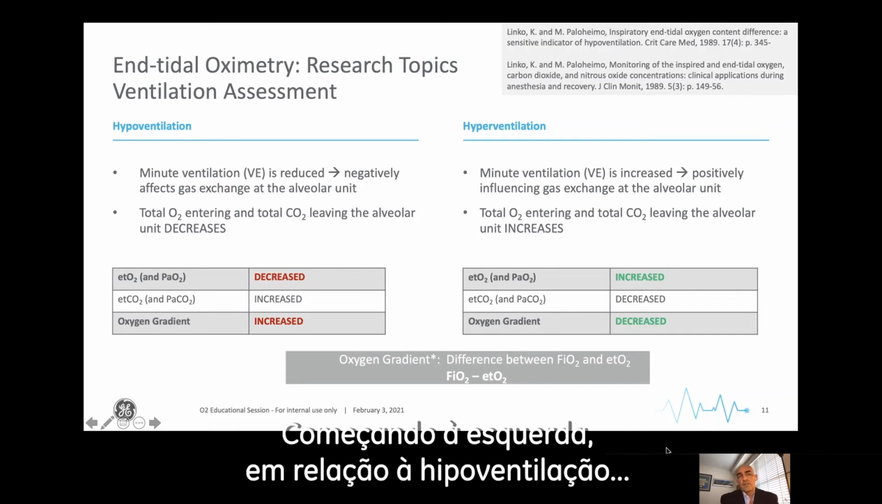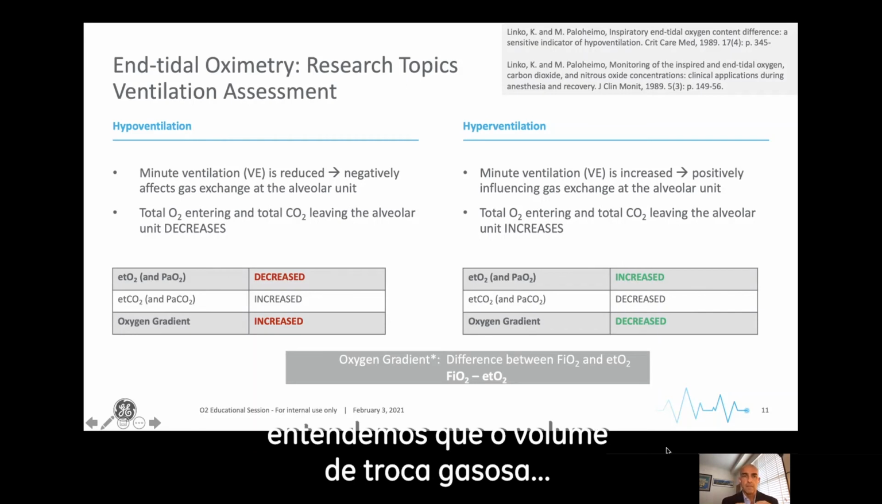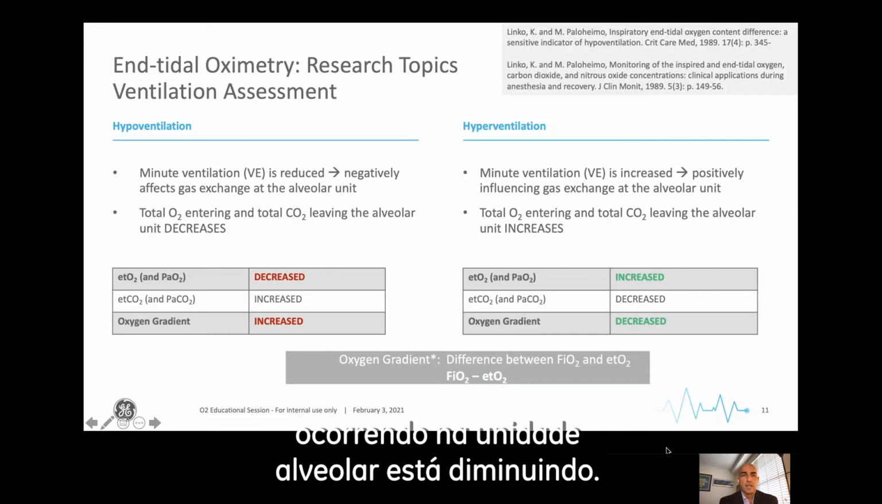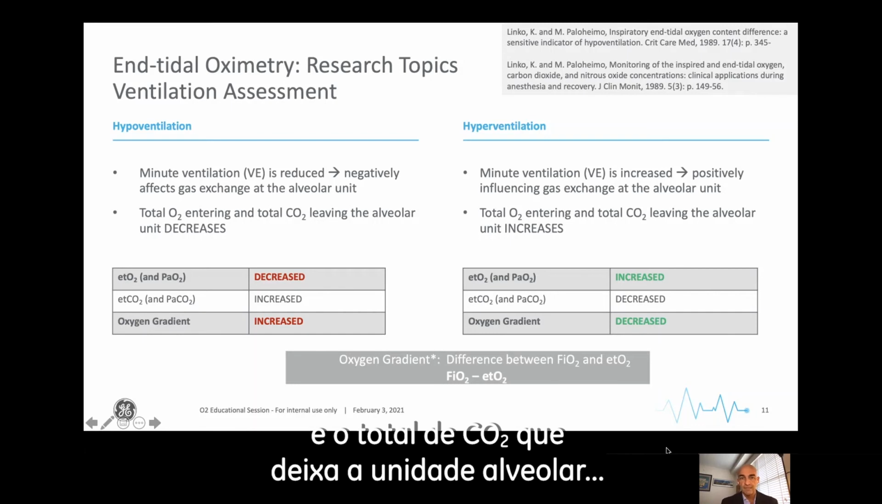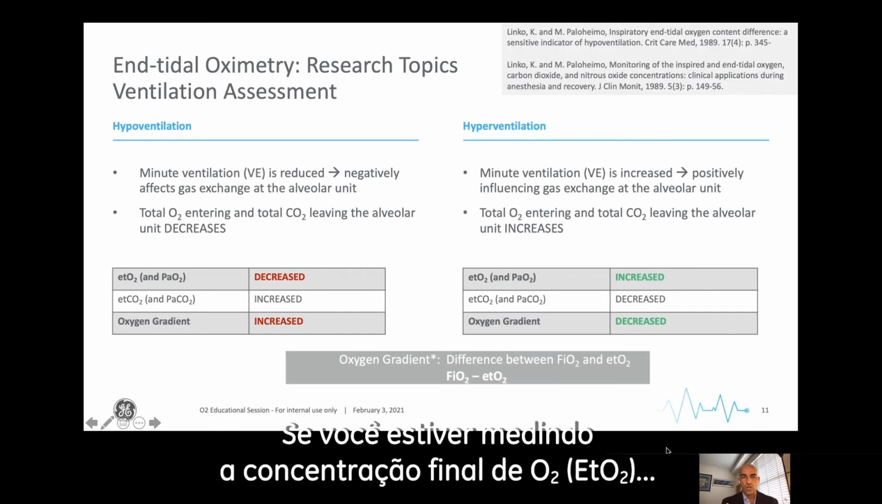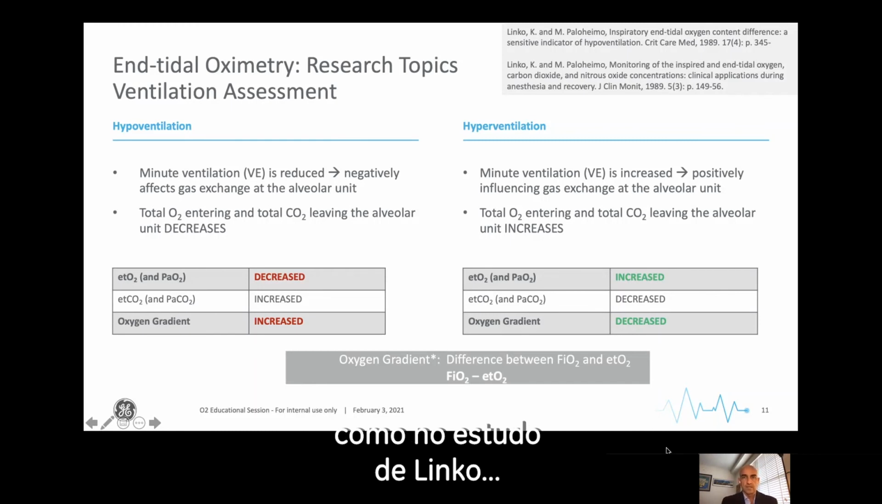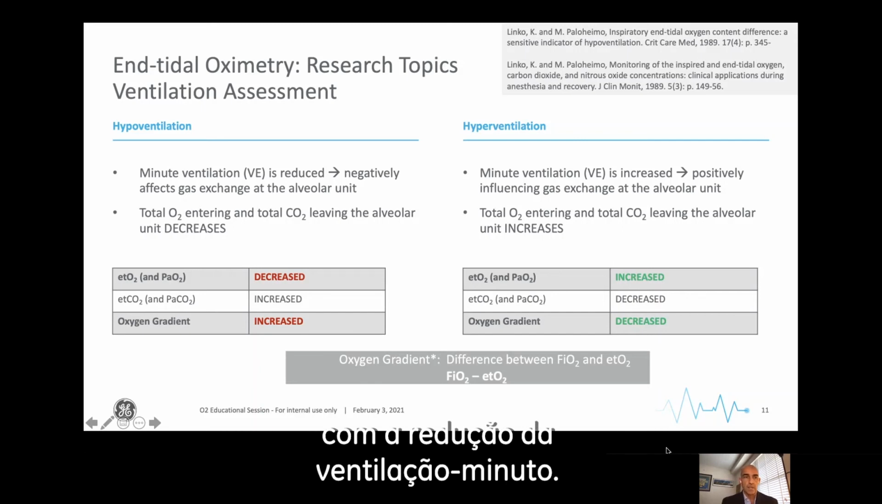To start off on the left with regards to hypoventilation, in individuals that had their minute ventilation reduced, you understand that the amount of gas exchange that is occurring at the alveolar unit is decreased. So therefore, the total oxygen that enters and the total CO2 that leaves the alveolar unit are negatively affected, or they're decreased. What will occur if you are measuring end tidal oxygen, and that's what the Linko study did, they measured end tidal oxygen and noticed that it decreased as minute ventilation was reduced.